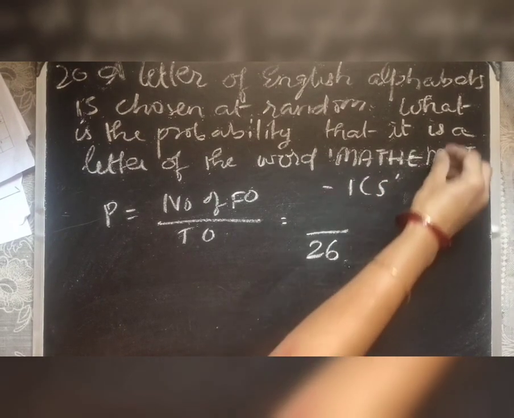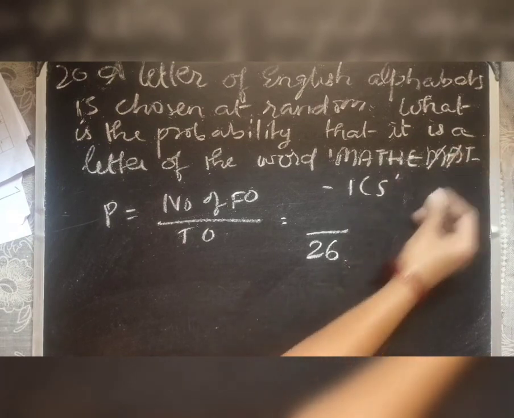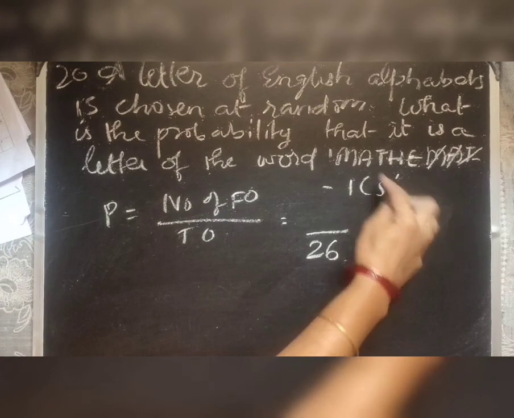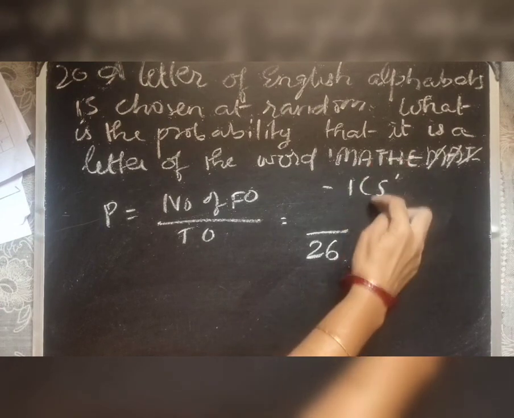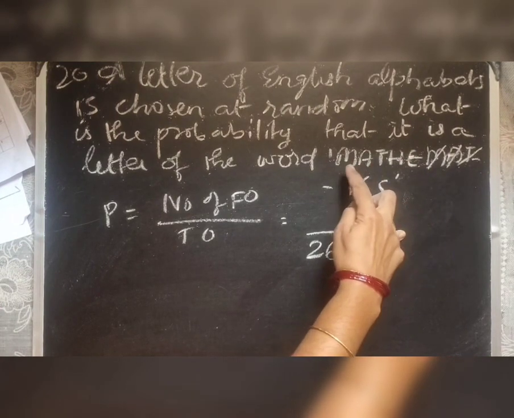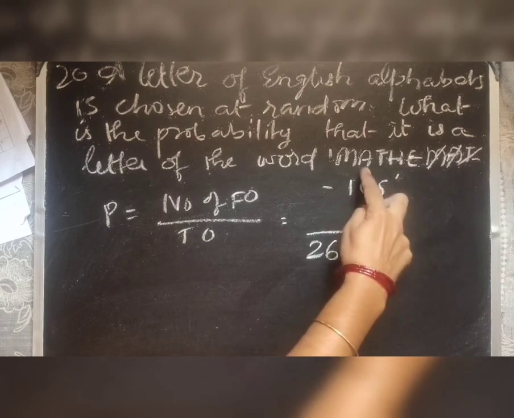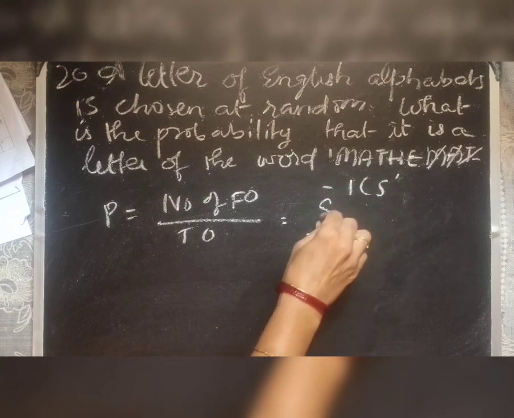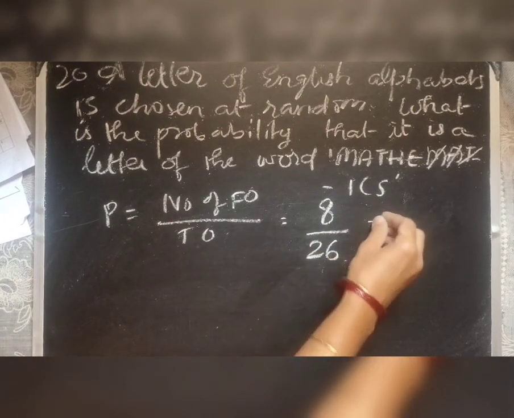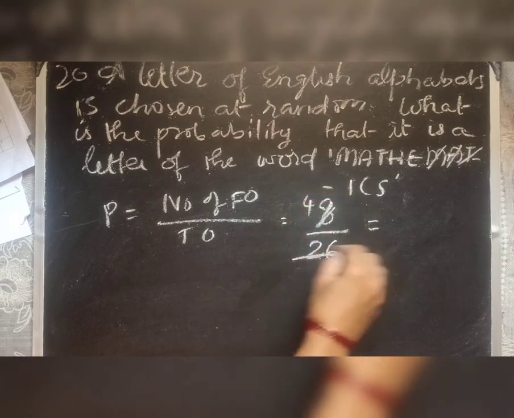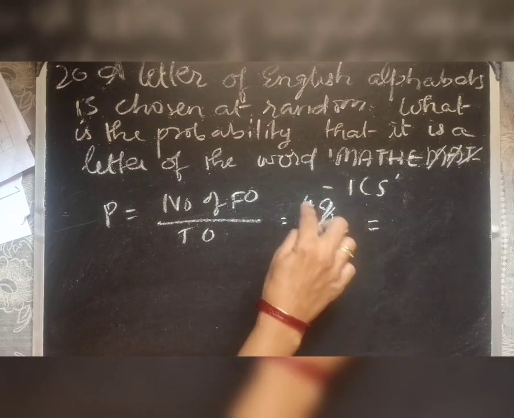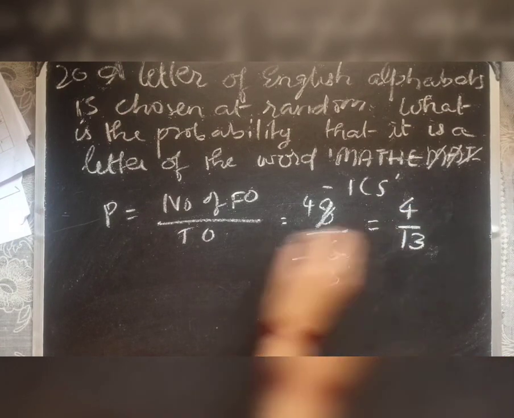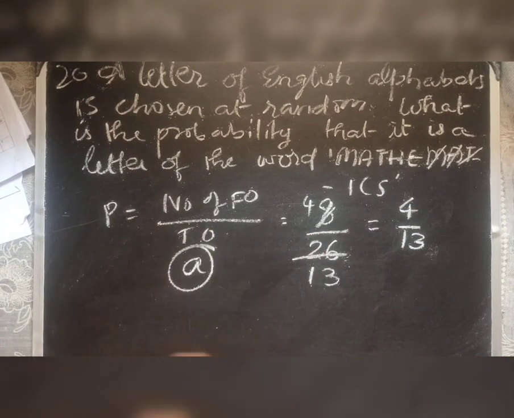We can see M is there, so cut out one M, A is there, cut out one A, T is there. So all these three, if we are cutting out, there are no other common letters in this word. So as a result, now we will count the number of letters. So 1, 2, 3, 4, 5, 6, 7, 8. So the number of favorable outcomes is 8 out of 26 letters. So this we will cut it out, and if we divide by 2, we get 4 by 13. So 4 by 13 is my correct answer, which means option A is the correct answer.